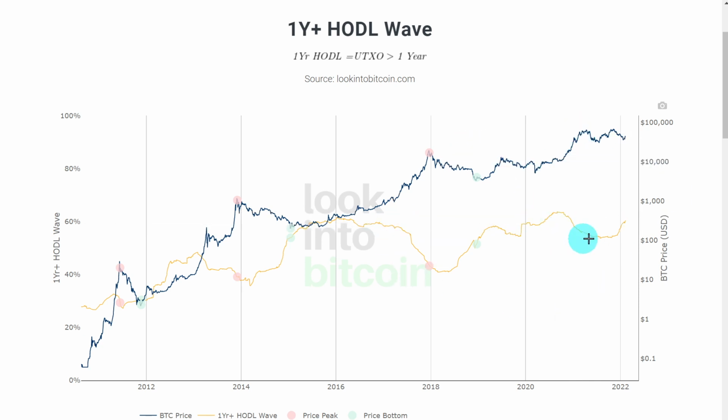So where are we currently? We are not at an all-time high yet, right? We are at 60%. One might expect that in case we do see an all-time high here again, maybe not 64%, but maybe we can reach say 66, 67, 68%. Once we get a new all-time high in this 1 year plus hodl wave, maybe at that point in time we can again see a major rally in Bitcoin, because then the supply is again in comparatively strong hands.